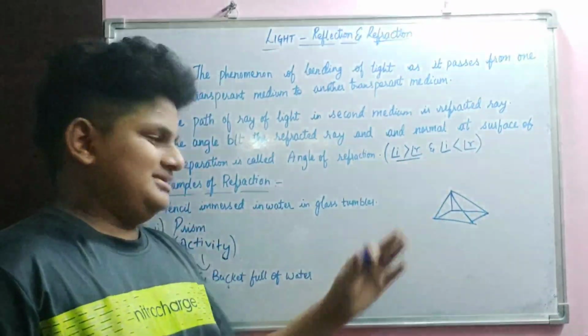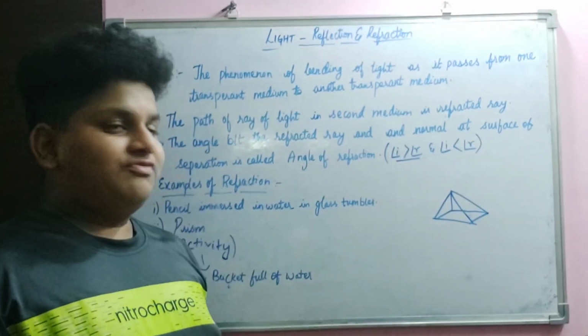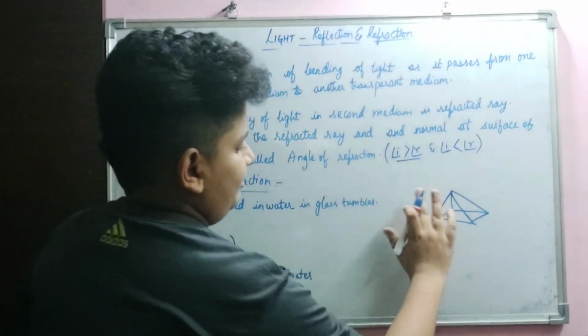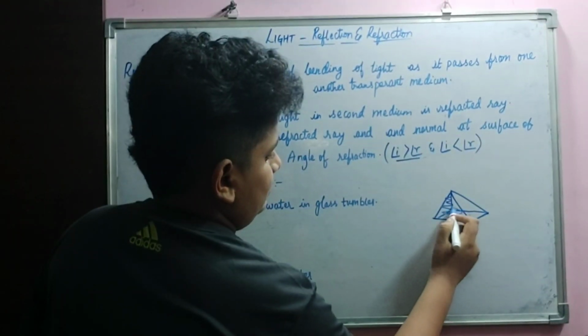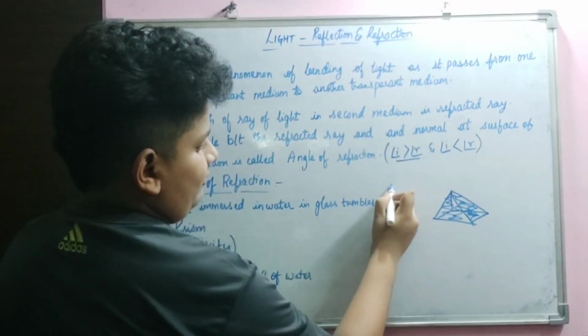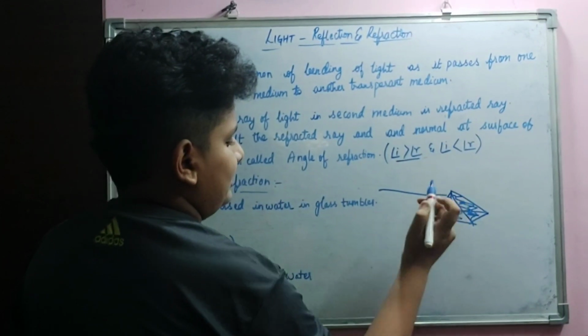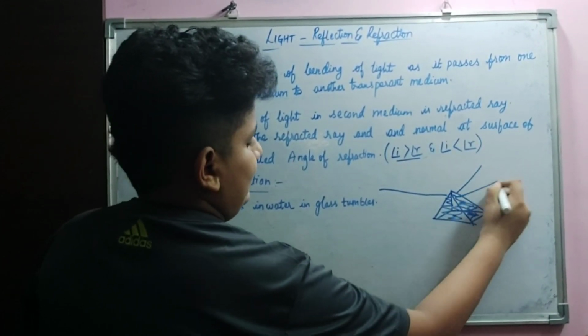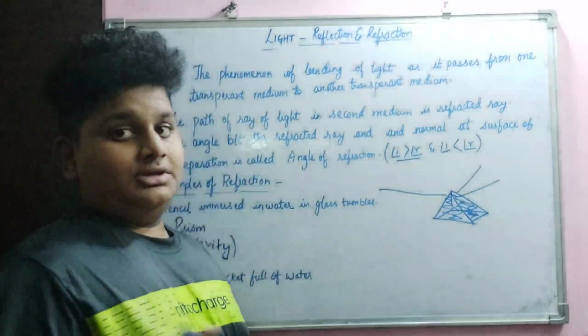As I know, this is a prism. Don't think this is a four-sided triangle, but this is a prism. If you shade this part, it is a bit transparent. When you pass a beam of light like this, it would get refracted like this, but not straight through it.